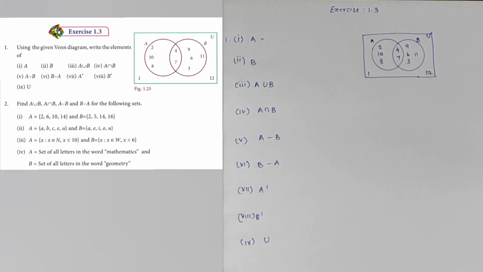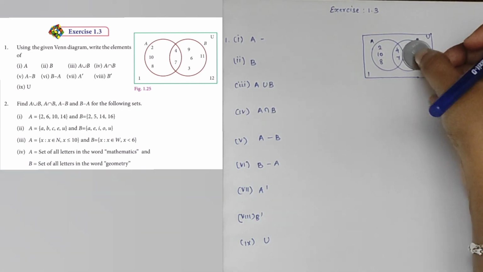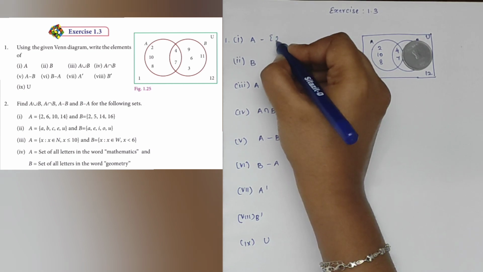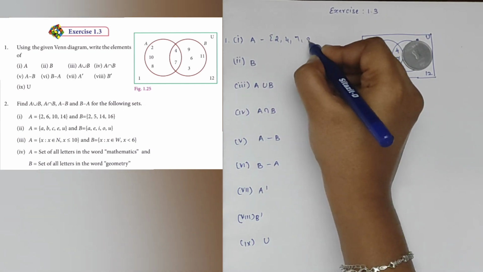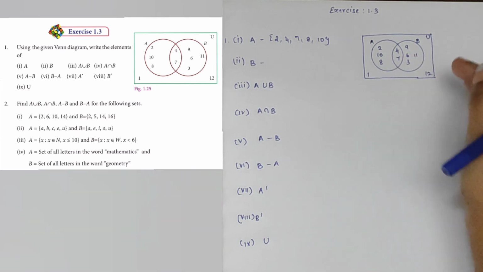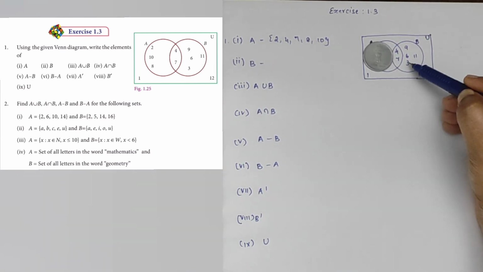First one, A. So we have to write all the elements which are given in the A circle. Okay, so write 2, 4, 7, 8, 10. And now do it for B. You have to list out the elements which are given in this B circle. Okay. That is 3, 4, 6, 7, 9, 11.